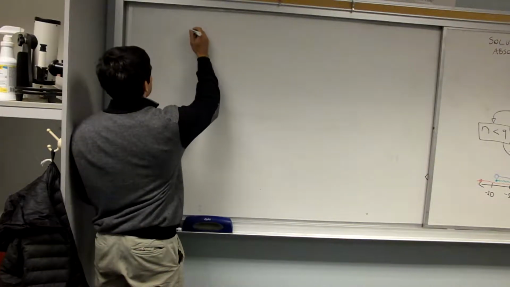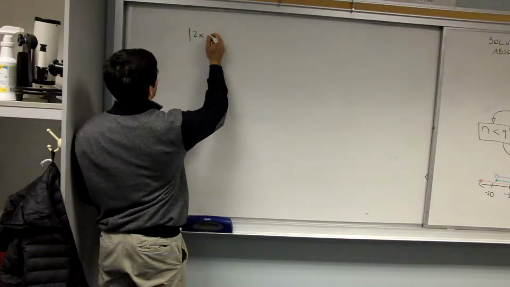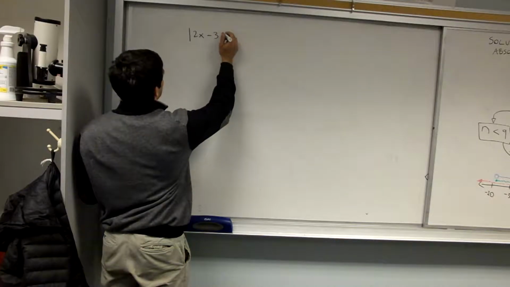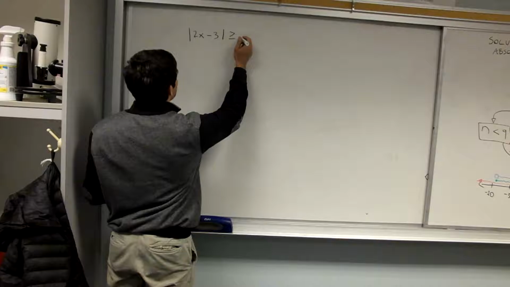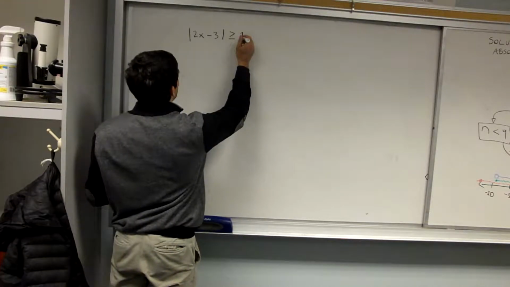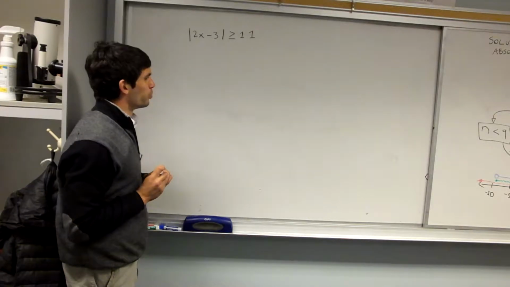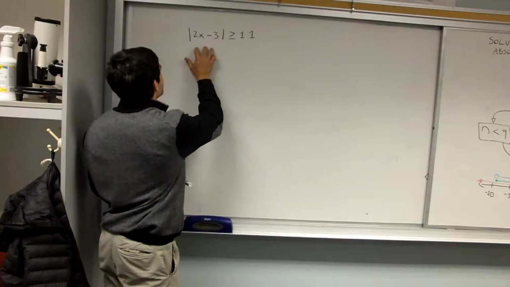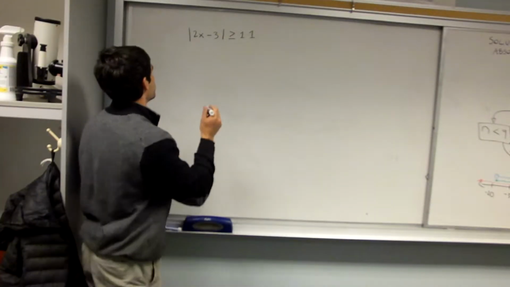Let's say we have the absolute value of 2x minus 3 is greater than or equal to 11. So in this example, our absolute value term is already isolated. So we can get right to the splitting.